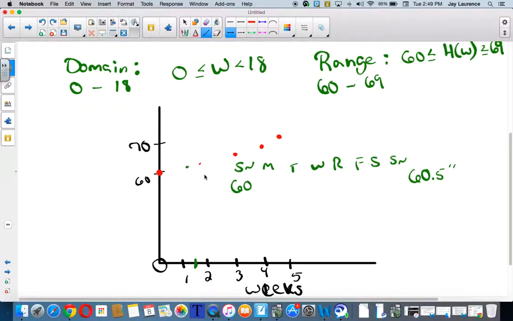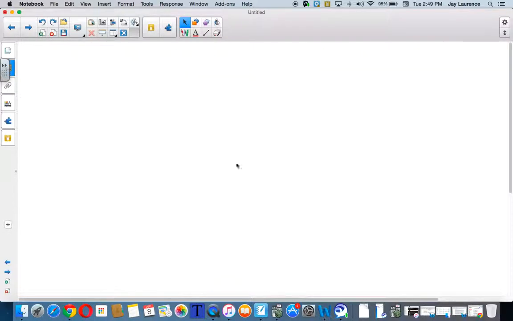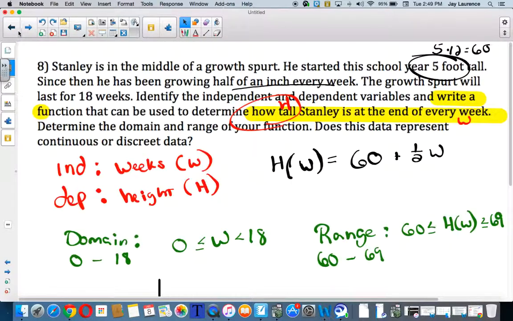So it might look something like this. And obviously, they'd be perfectly linear if I was on a graph. I apologize for them not looking quite so perfect. All right, so this is continuous data. All right, that's one problem done.